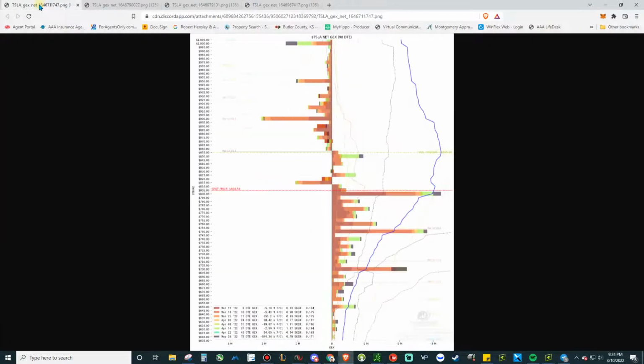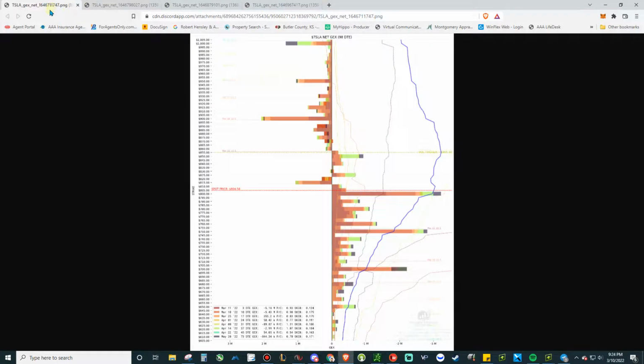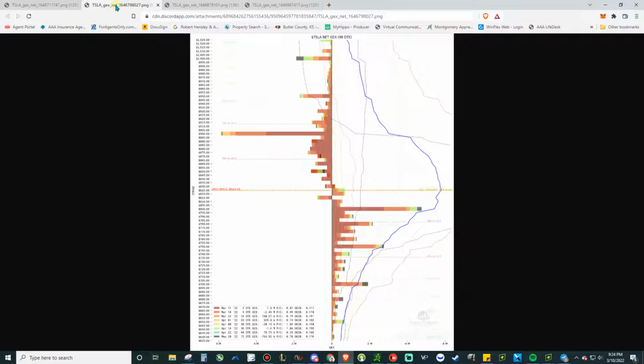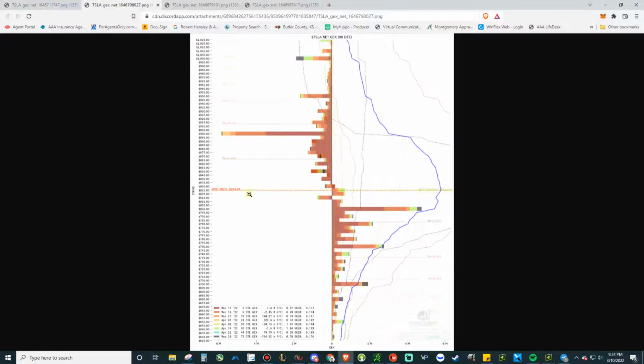All right, so here's our daily on Tesla. We see how the picture changes here. So 4 days ago, there was a lot of gamma built up where it closed at 804. It almost seemed like too much, too much of an imbalance between the two. And what happened was the next day it closed 824.